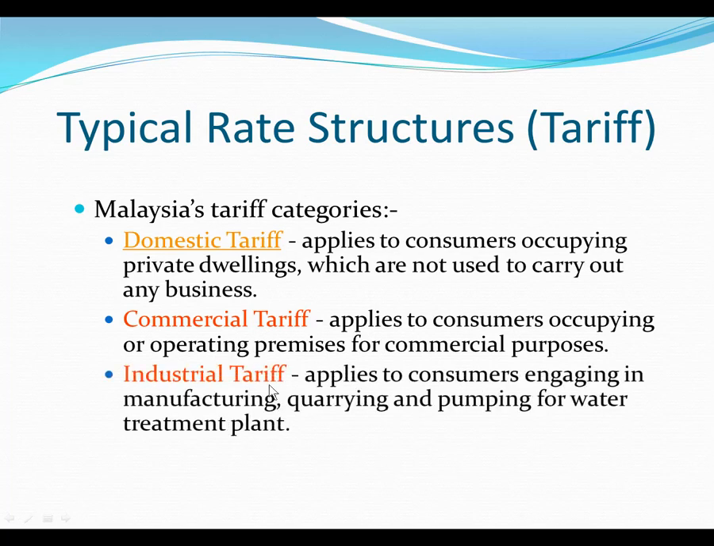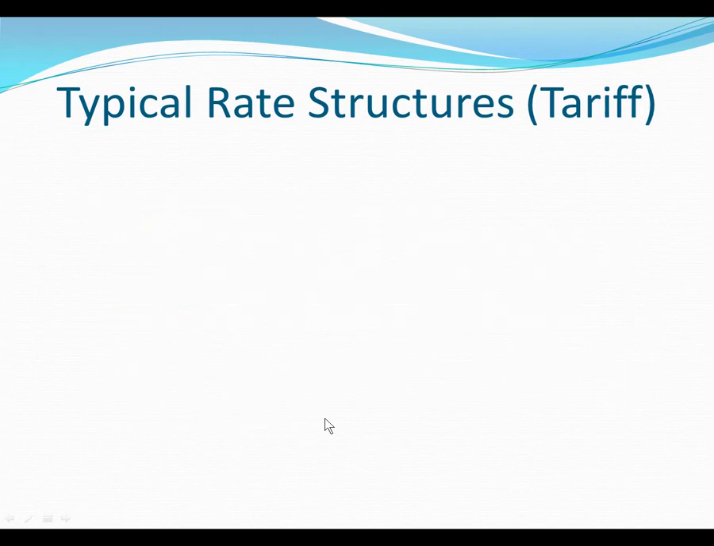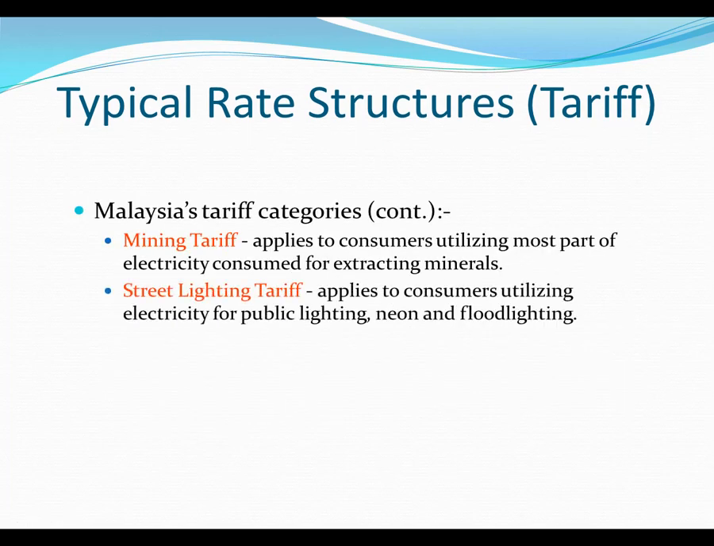Third one is the industrial tariff. This industrial tariff applies to consumers engaging in manufacturing, quarrying, and pumping for water treatment plants. So factories are under this industrial tariff. Water treatment plants also fall under this industrial tariff. Okay. So there are sub-categories such as mining tariff, which applies to the consumer utilizing most parts of electricity consumed for extracting minerals.